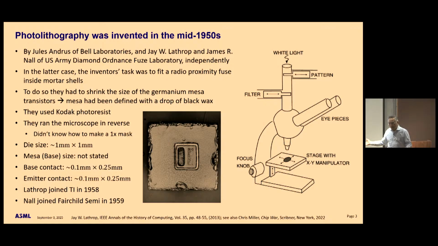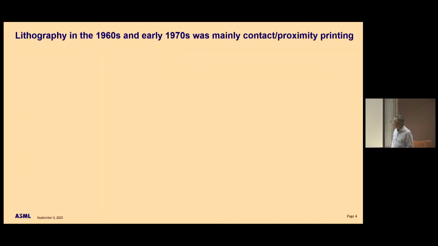So, great story, and it's a bit romantic. So this was in the mid to late 1950s. And what happened next? What happened next is less romantic. Lithography in the 60s and the early 70s was mainly contact and proximity printing, because in those days, resolution wasn't really the top issue. The top issue is how to get these layers to align. So those machines were called aligners back then.